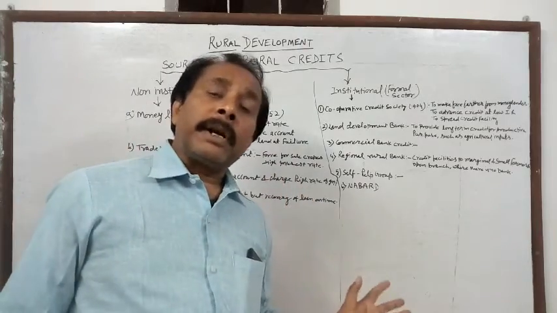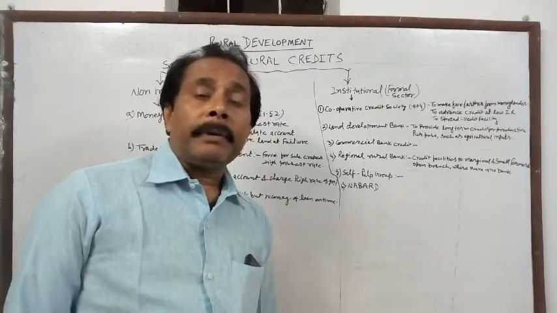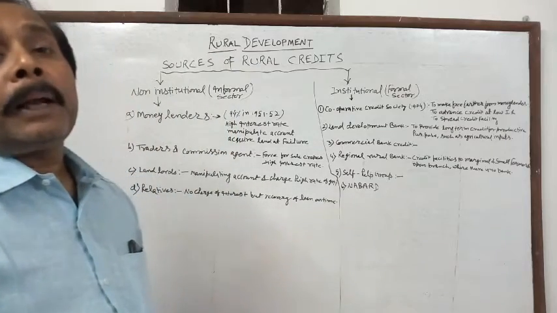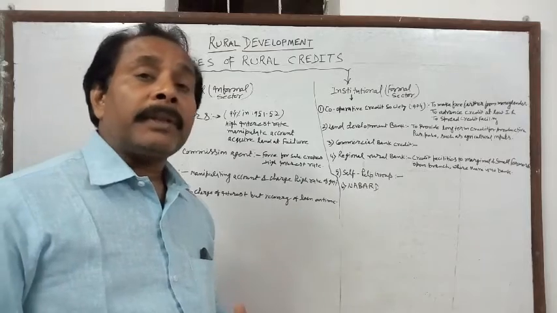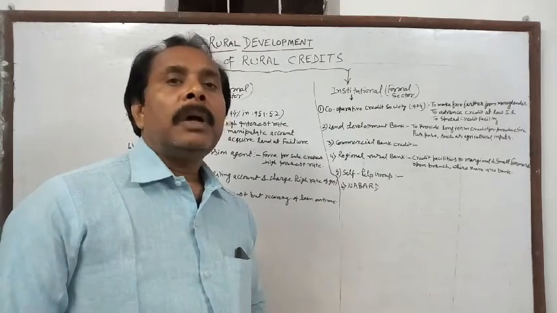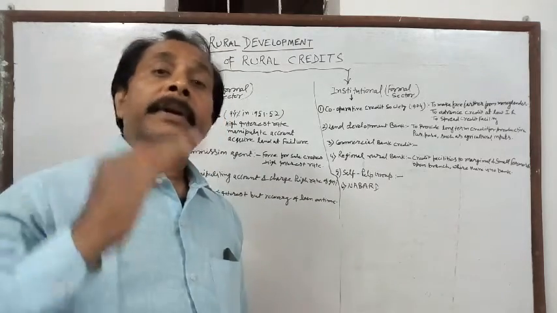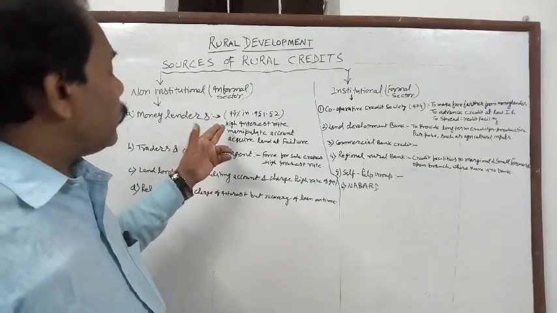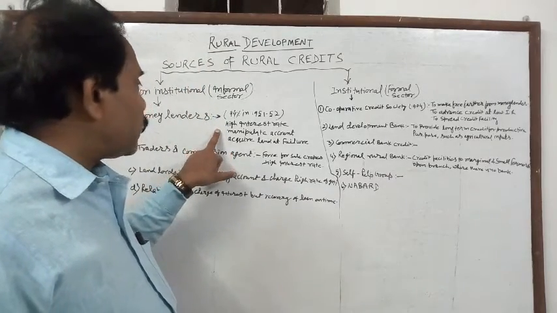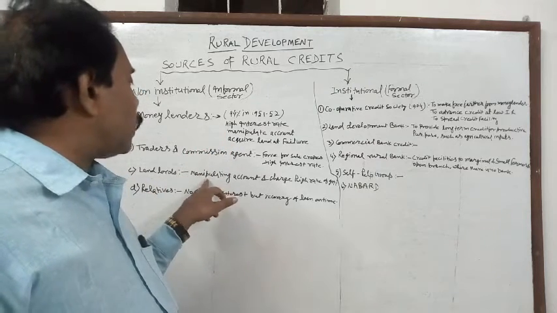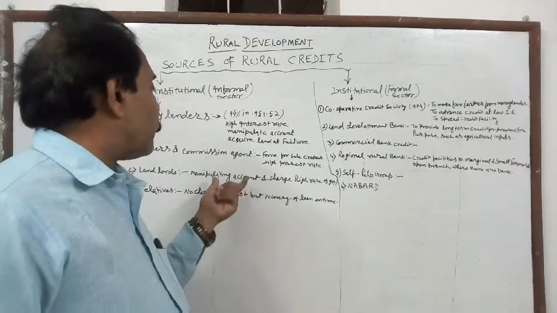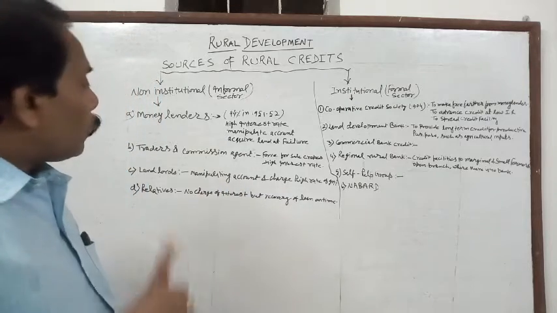If the interest rate is high, what will happen? The farmers will be unable to repay their principal amount and they will come under a debt trap. Here money lenders manipulated the accounts, and landlords also manipulated the accounts.